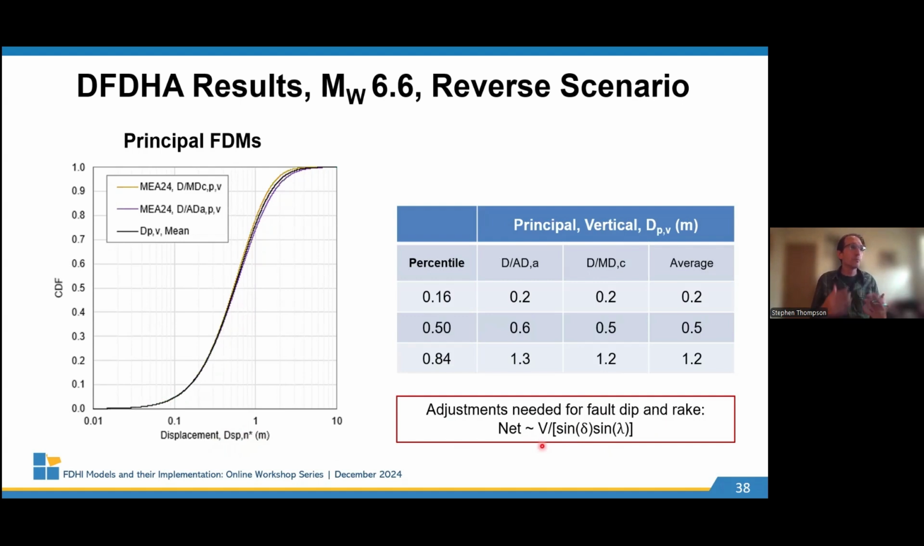Deterministic results for those principal displacement exceedance models. Here we're looking at just 2 of the more conservative Moss et al. models, and we see their results are very similar. Adjustments are needed for this displacement metric. If we're after net displacement, we need to divide the vertical, that's a typo there, the vertical displacement amount that's computed, we need to divide it by the sine of both the dip and the sine of the rake.